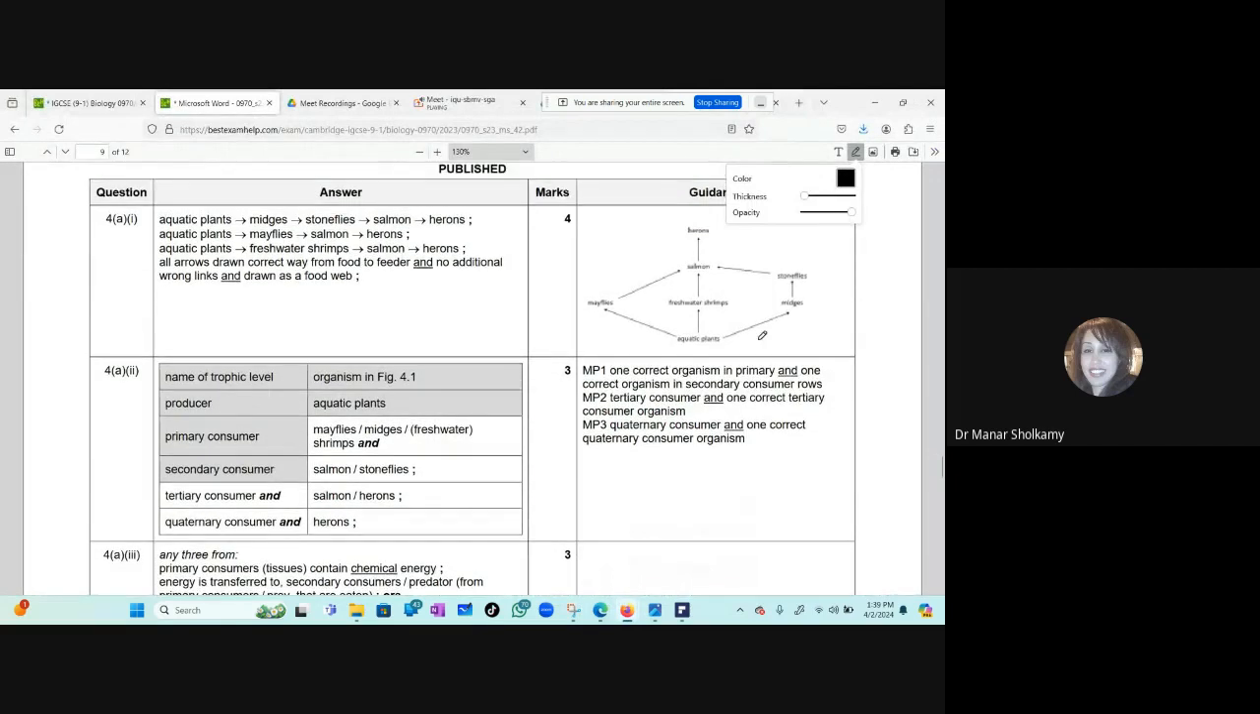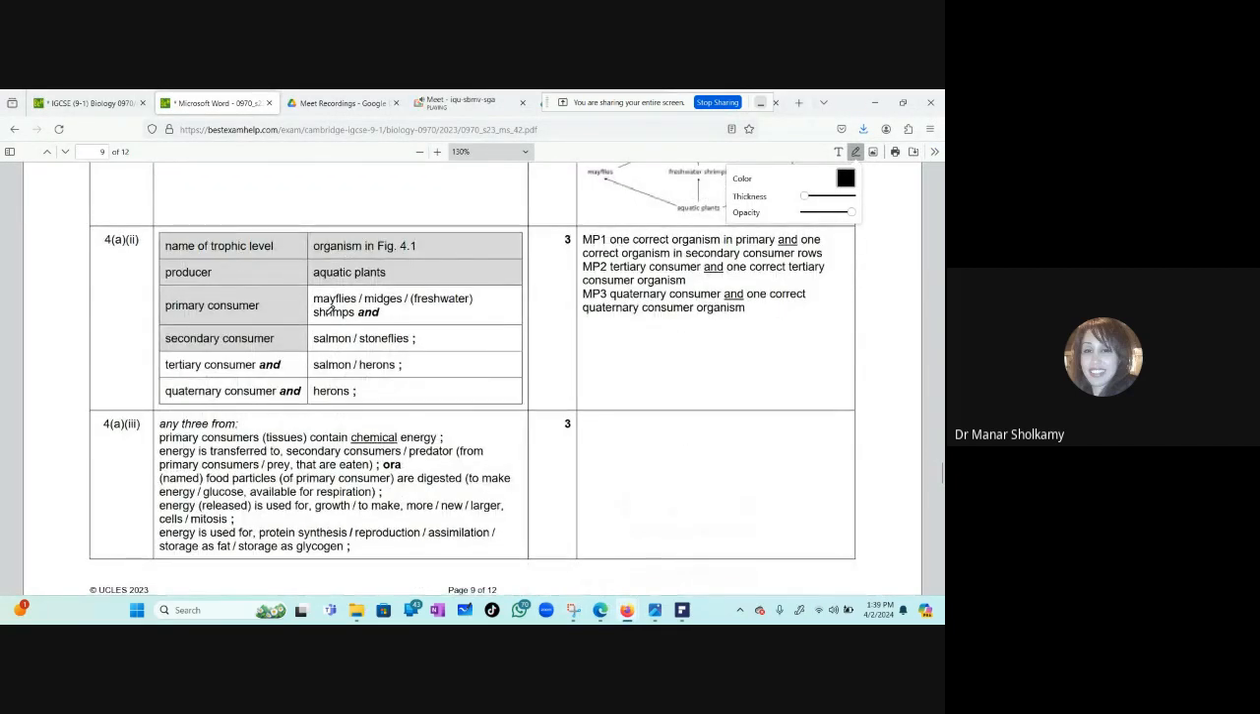We drew the food web, okay? It is very similar to what we wrote, but it's just neater. The producer, the primary consumer, we said the shrimps, correct. Secondary consumer, the stoneflies or the salmon. Tertiary, the salmon or the herons. And the quaternary consumer, the herons.